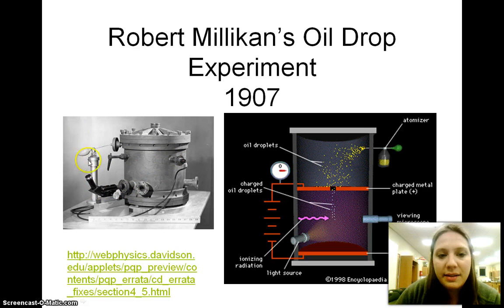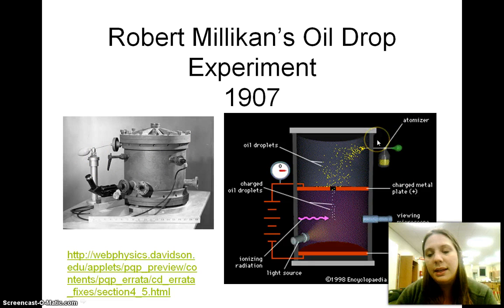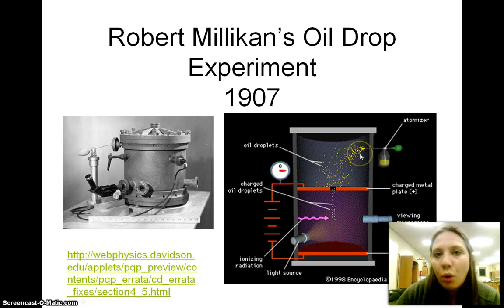And here he has this little bulb. Essentially, if we look over here on the animation, you can see inside of the chamber, you have a bulb that aerosolizes oil. So you have these tiny little oil droplets, and when they fly into the chamber, gravity causes them to fall down into the viewing area where the microscope is, and you can watch them go past.